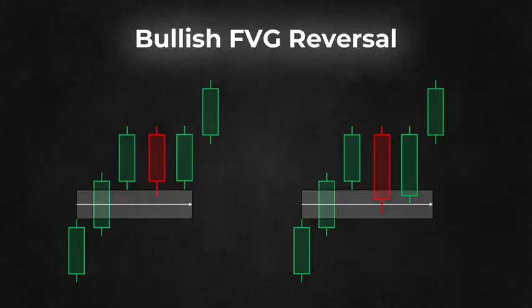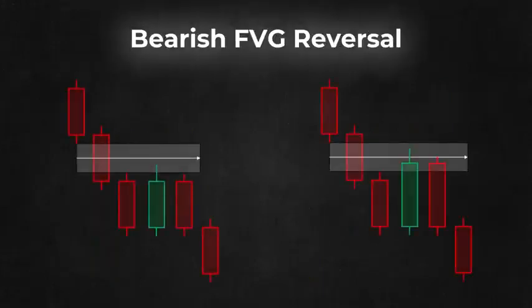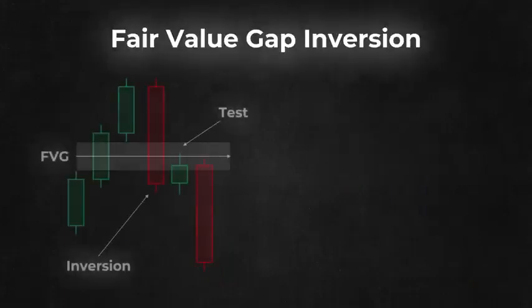In this other illustration, you can see the bearish version of the fair value gap reversal. The principle is the same, of course, but everything is flipped upside down. As is the case with other types of support and resistance, price can disrespect the fair value gap and test it on the other side. In ICT terms, this is called a fair value gap inversion.